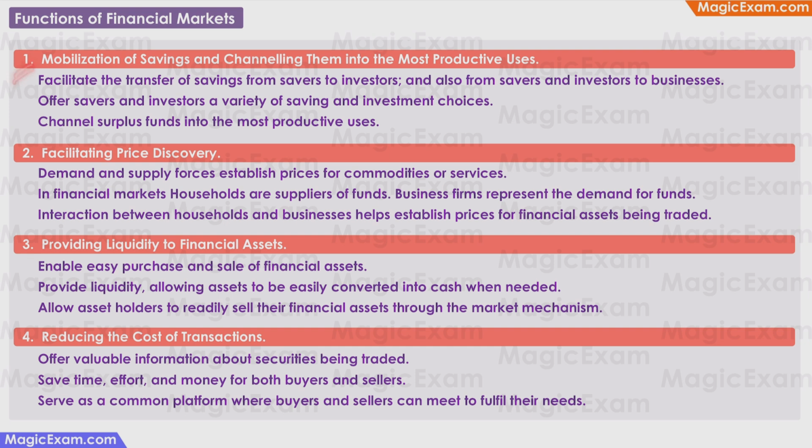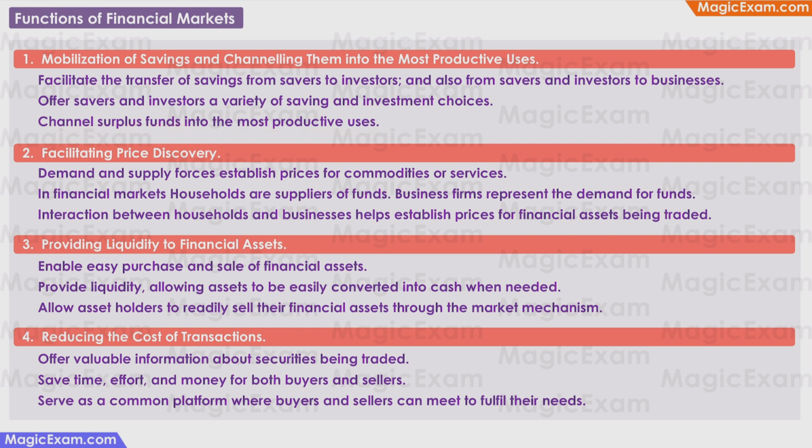The first one, mobilization of savings and channeling them into the most productive uses, means that the financial markets facilitate the transfer of savings from the savers to the investors, and also from the savers and investors to the businesses, because ultimately it is the businesses which need the funds. The markets offer savers and investors a variety of saving and investment choices, and the markets channel surplus funds into the most productive uses.